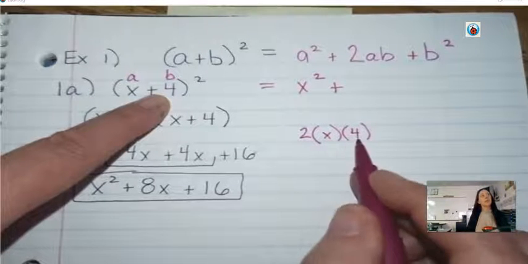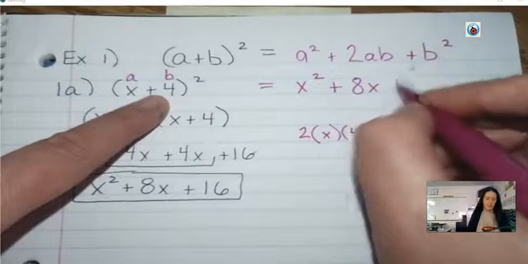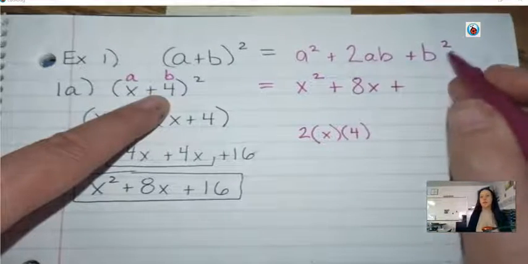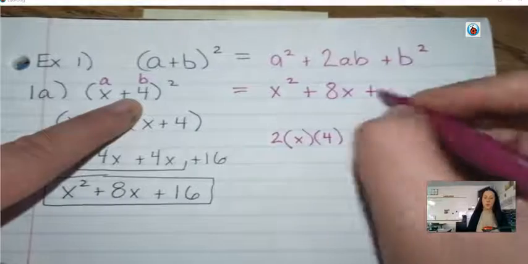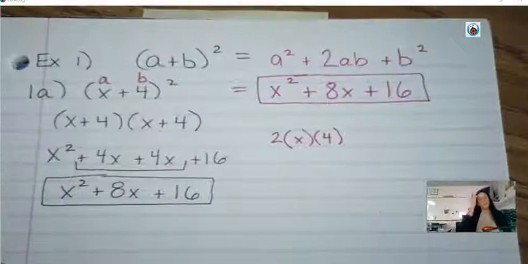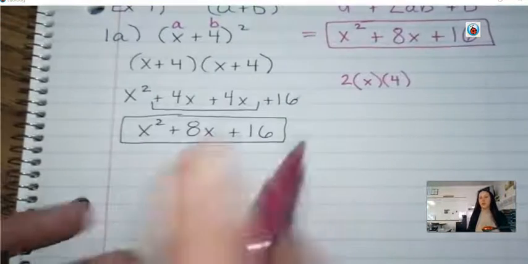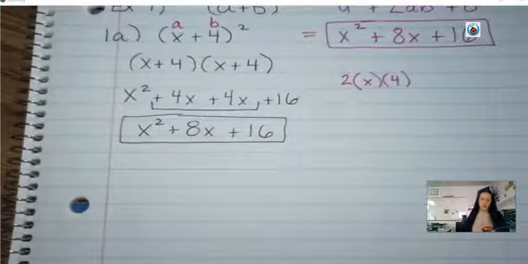2 times x times 4. So 2 times 4 is 8x. Then your plus sign. And then b squared. 4 squared is 16. And there's your answer. So you can use the shortcut, or you can just go ahead and FOIL. Okay, let's try another one.